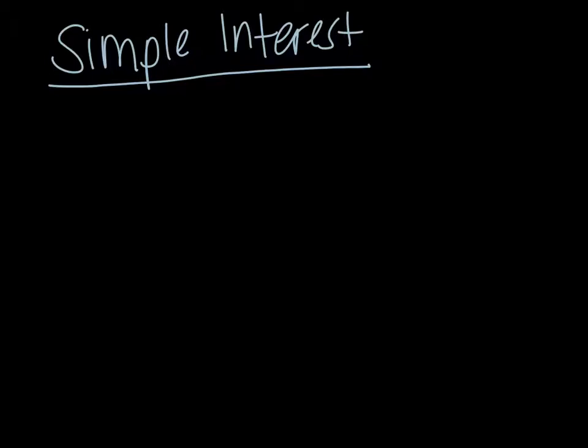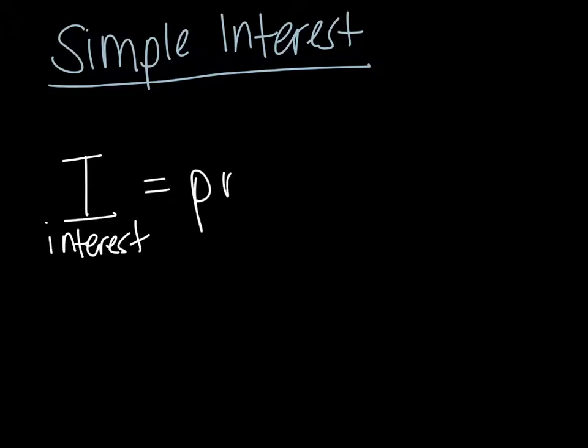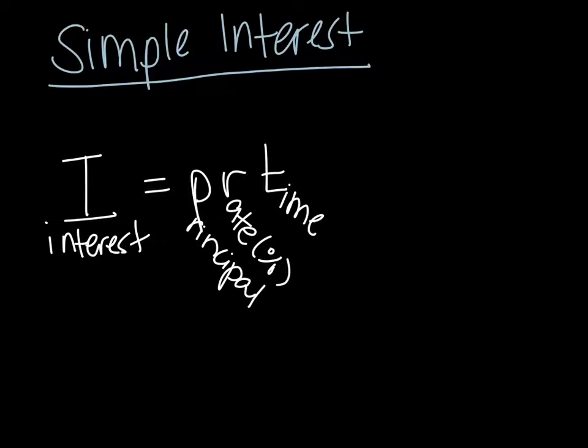So there's a formula, and I'm just going to throw that up on the screen right now. It's I for interest equals PRT. P is for the principal, or the amount of the loan, or the amount invested. The R is considered the rate, and I'm just going to indicate that that's always a percent. And T is the amount of time that you have borrowed the money, or the amount of time that you invested the money, and that time is always represented in years.